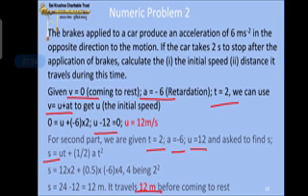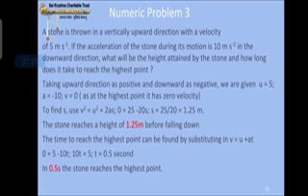Okay, so we have found out initial speed as well as the distance. Next comes the numeric problem number 3. A stone is thrown in a vertically upward direction with a velocity of 5 meter per second. So, if the acceleration of the stone during its motion is 10 meter per second square in the downward direction, what will be the height attained by the stone and how long does it take to reach the highest point?